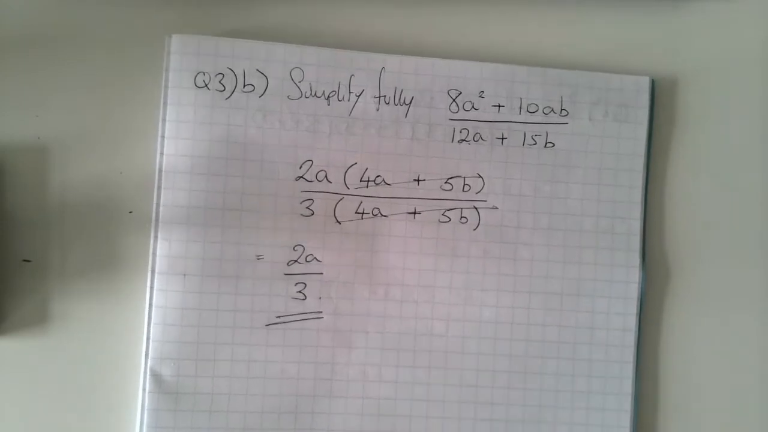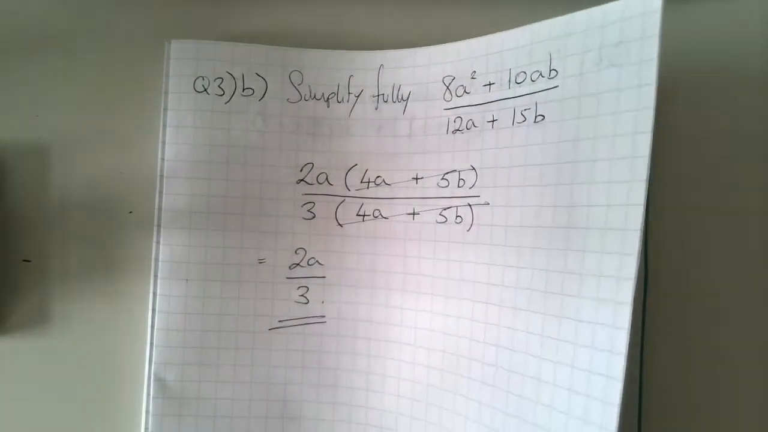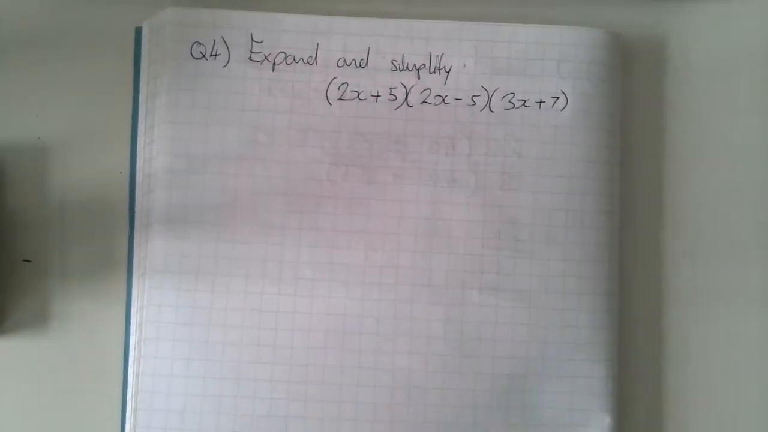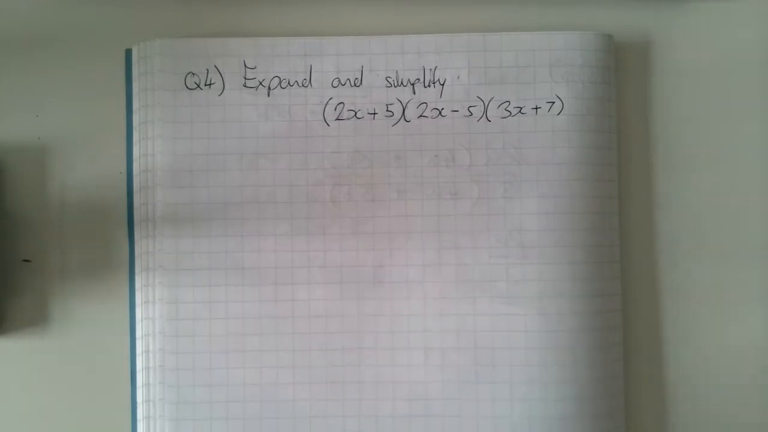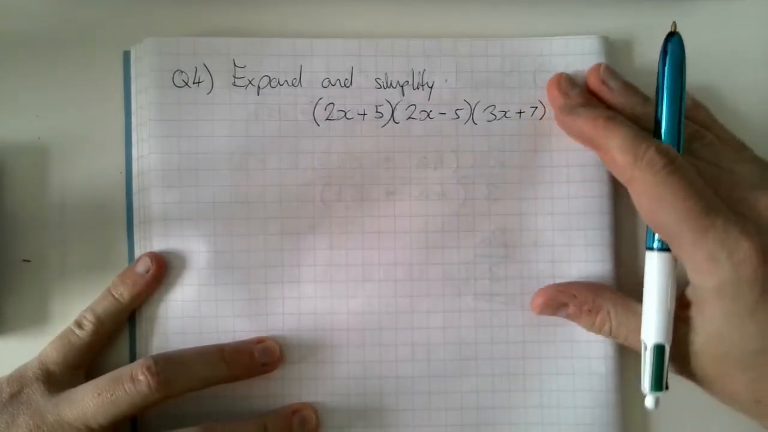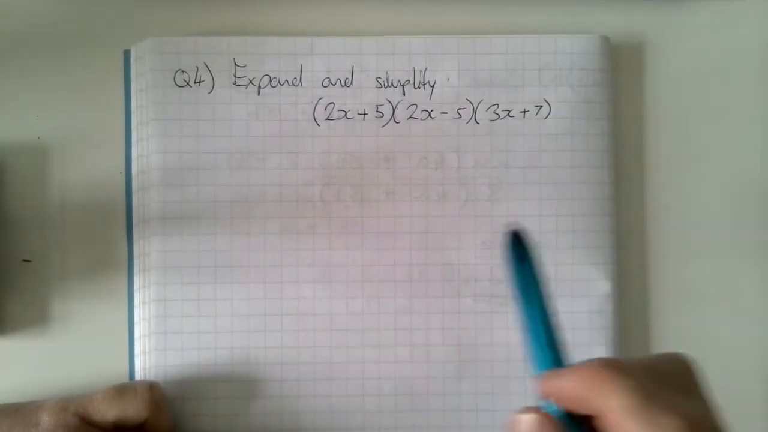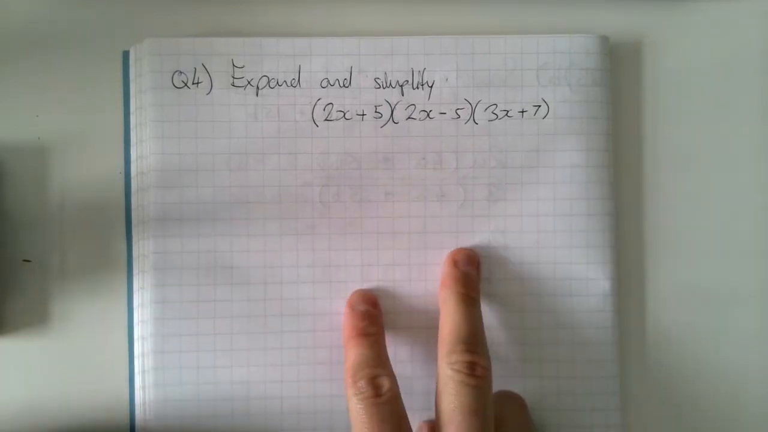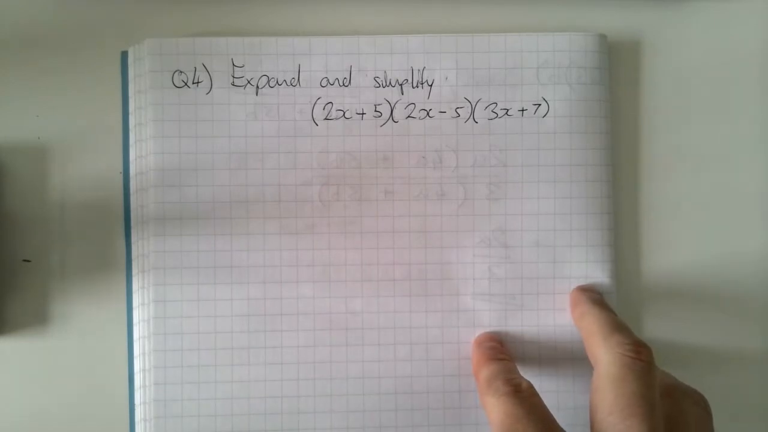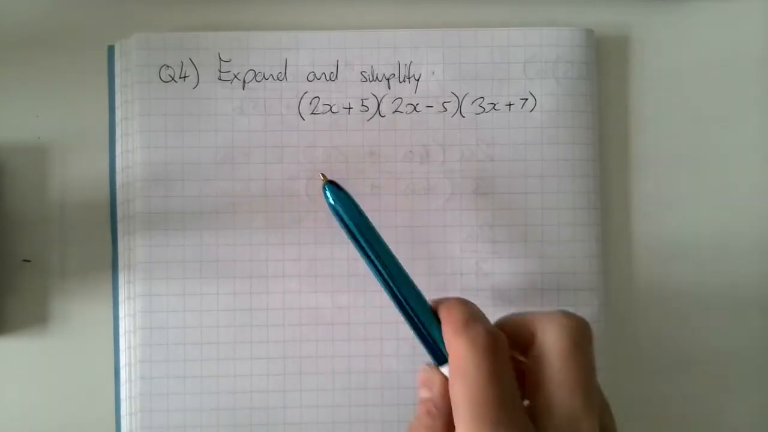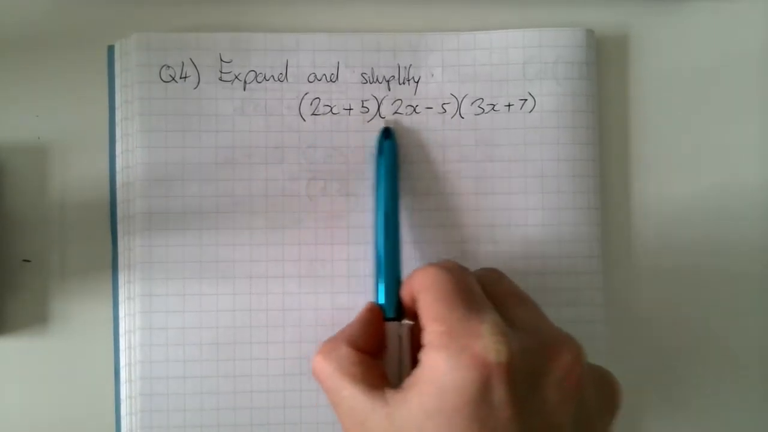Okay, question 4. Expand and simplify triple brackets. Now it doesn't matter which order I do this in, but I need to expand 2 of the brackets first, simplify what I can, and then multiply by the 3rd bracket. Now I'm going to do this question in the order that it's given to me here.